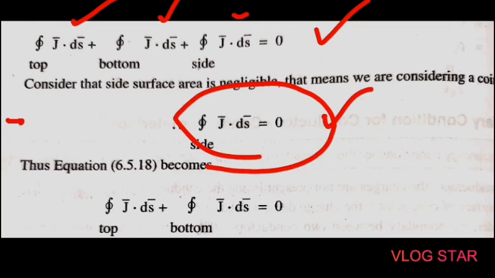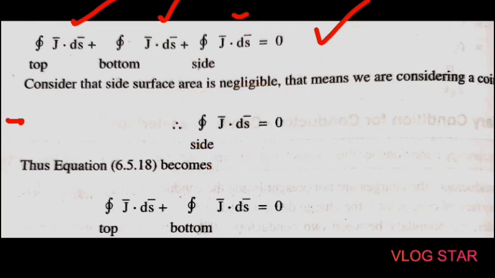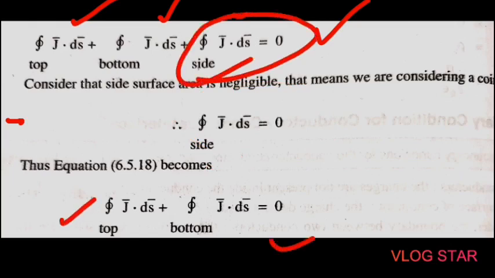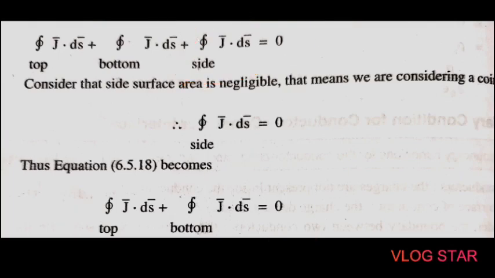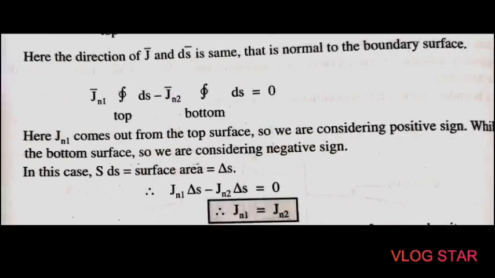Then after that only two terms are there, one for the top and second for the bottom surface, because the side surface becomes 0. Then the equation becomes the integration of J bar ds bar plus the integration of J bar ds bar is equal to 0. And here the direction of J bar and ds bar is the same, that is normal to the boundary surface. So we can write Jn1 integration of ds for the top surface minus Jn2 integration of ds for the bottom surface is equal to 0.